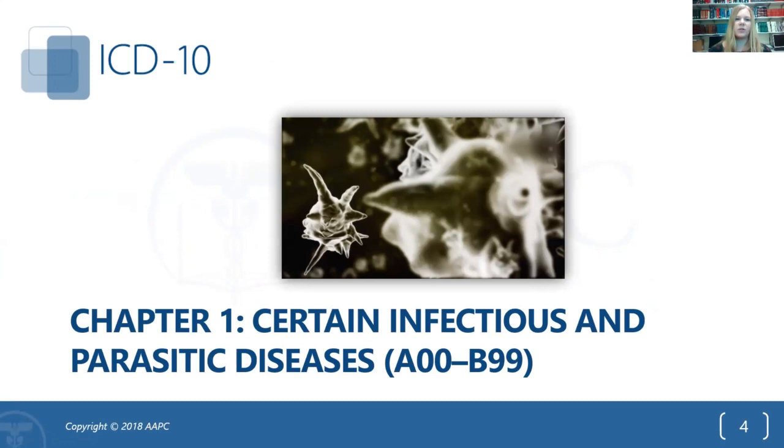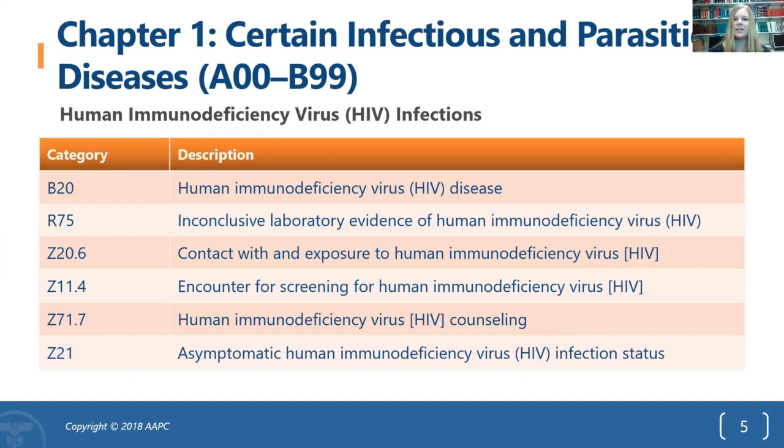Chapter 1 is certain infectious and parasitic diseases, which are discovered by going through code ranges A00 through B99. In ICD-10-CM, there are several categories to classify HIV. We have B20, which is the HIV disease, R75, which is inconclusive lab evidence of HIV, Z20.6, contact with and exposure to HIV, and Z11.4, which is the encounter for screening for HIV, Z71.7, HIV counseling, and Z21, which is asymptomatic HIV infection status.